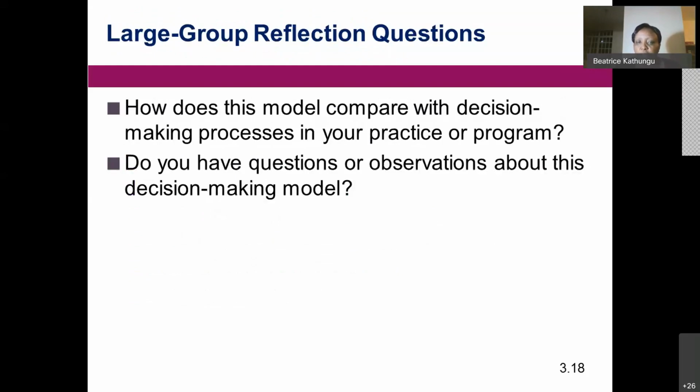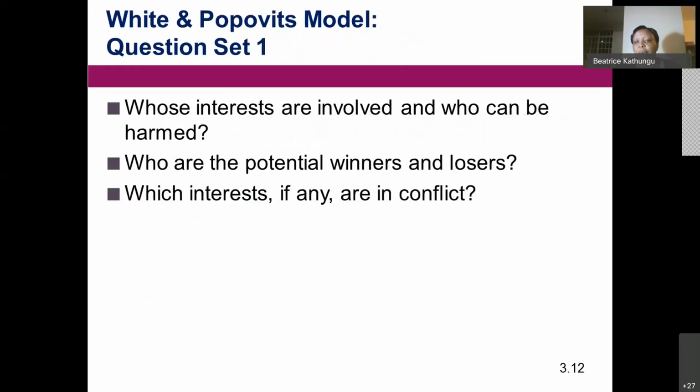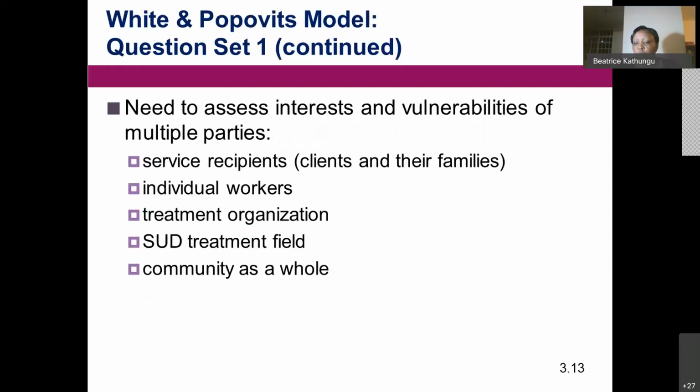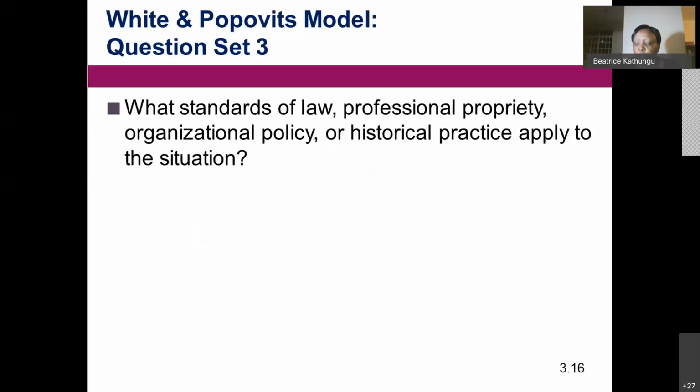So let's reflect on it, and I'm going to go back a little. The first one was asking you to think about the interests and vulnerabilities of the people involved. Who are they? What are the interests? What are the vulnerabilities? The second one was to look at the values. What values are in conflict in this situation? What are the values you believe in that you think you need to adopt? And the third is the standards of law. So three key things: interests, values, and standards. And we are going to see how this was extended to other issues.